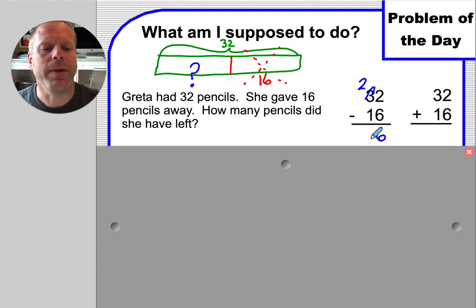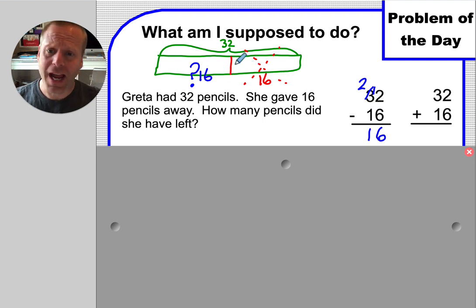2 take away a little bit is 16. And you know what? This makes a lot of sense, doesn't it? 16 plus another 16, these boxes are about, together to be 32. So the model can not only tell you what operation to do, it can tell you if your answer is reasonable. Because if I would have gotten an answer like 160, I would have right away said, no way, that box is way too small for a 160.